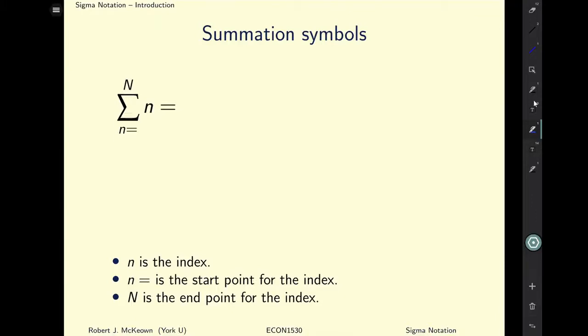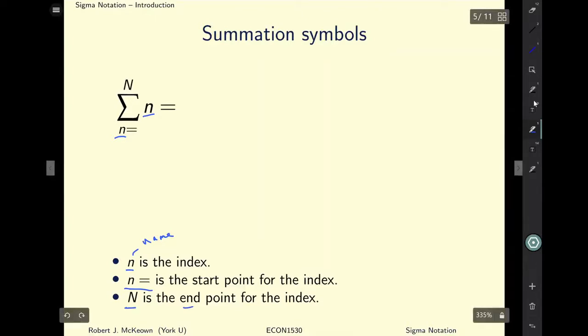Here is a summary slide of summation symbols. Here we're using n as the name of the index. And you can see it appears both at the bottom of the sigma sign, and it has to appear somewhere to the right of the sigma sign because we're going to operate on it. We've got n is equal to something. I need a starting point, and capital N is our end point.